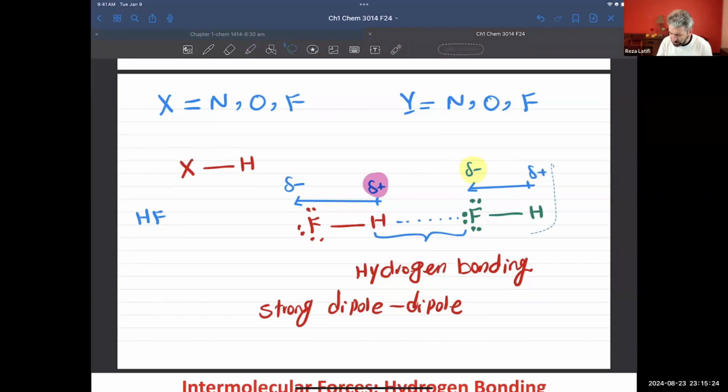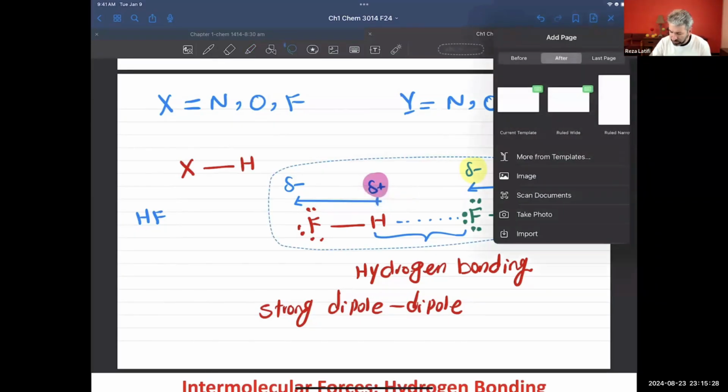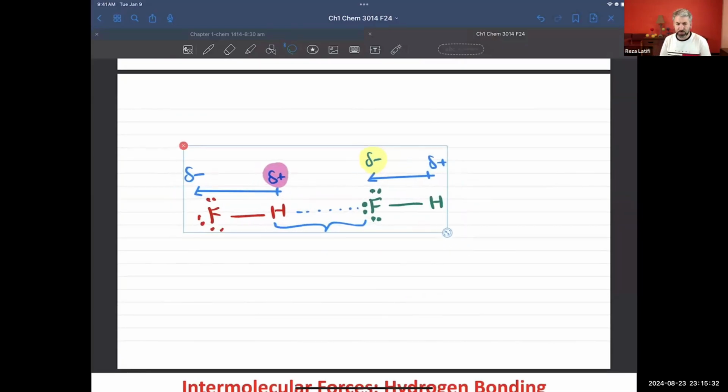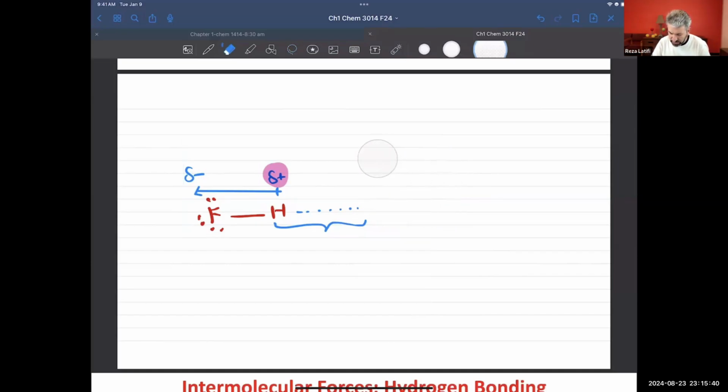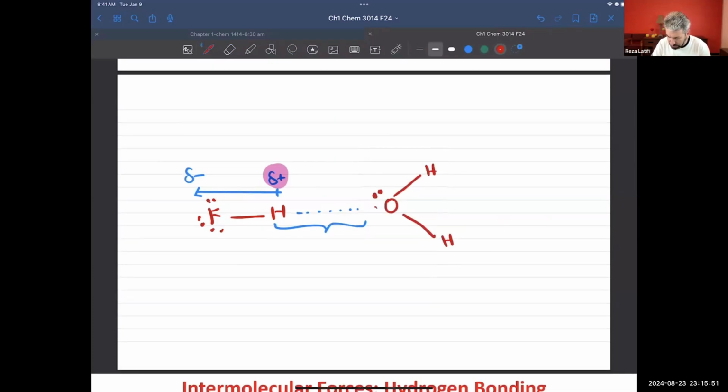Okay, you can change this, for example, instead of HF, I'm going to put water. Water has 2 hydrogens and 2 lone pairs on oxygen. Clearly oxygen has negative charge, so we have a negative charge on oxygen and a positive charge on hydrogen. And one of the lone pairs of oxygen will interact with hydrogen, and that interaction we call hydrogen bonding.